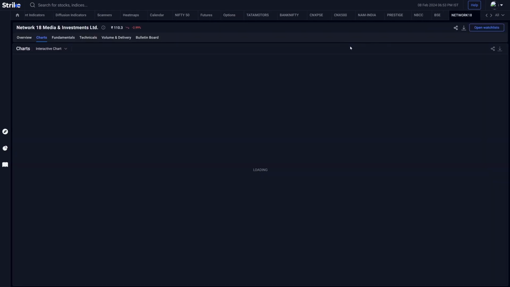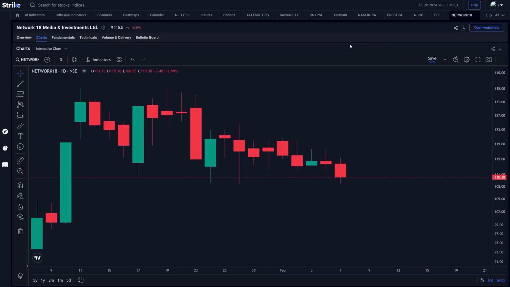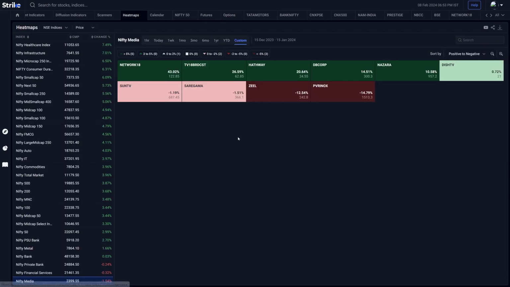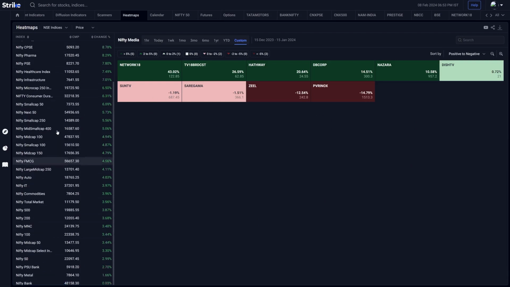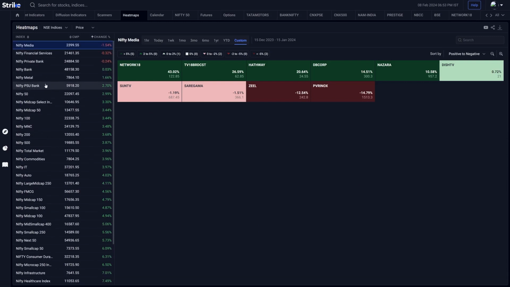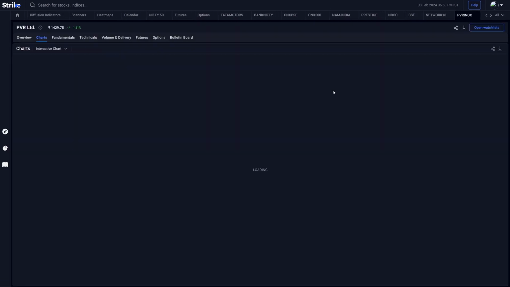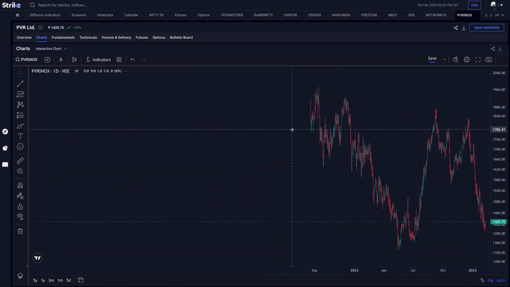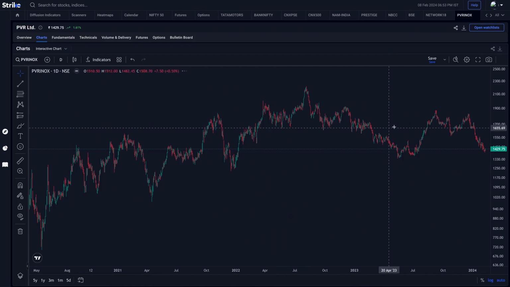And the moment you click onto any of these sectors, again, would you look for the best performing stock or the worst performing stock within the sector? That's again a choice. Maybe we should look for the worst, because after all we are looking for weakness. So not just the weak sector, but also the weak stock inside the sector. If I click on media and I go to PVR Inox instead of Network 18, that is where the maximum weakness is, and that would be the place I would really target.